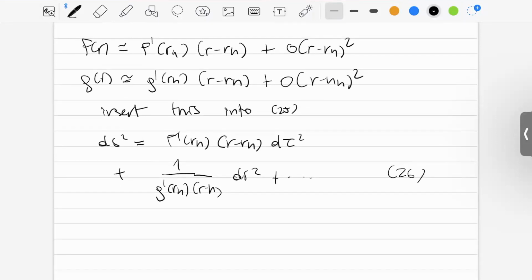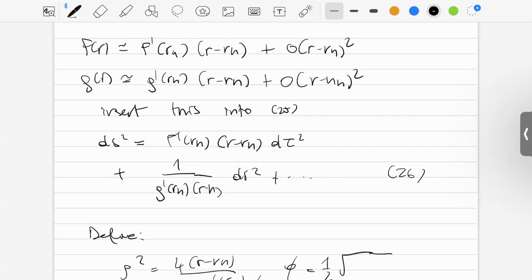Now let's do a change of coordinates. I define the following quantity: rho squared equals 4 times (r minus r_h) divided by g prime. And then I define phi as 1/2 times the square root of g prime times f prime, times tau.